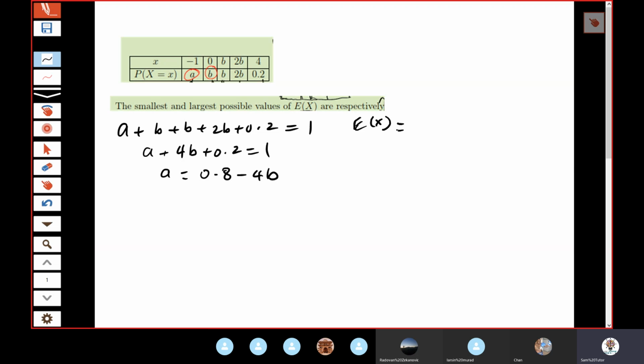The next bit, we know we're trying to find E(X), so of course you can't do anything until you find that. That's negative a, plus 0, plus b times b, which is b squared, plus 2b times 2b, which is 4b squared, plus 4 times 0.2, which is 0.8.